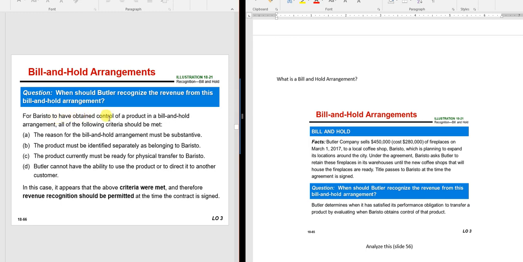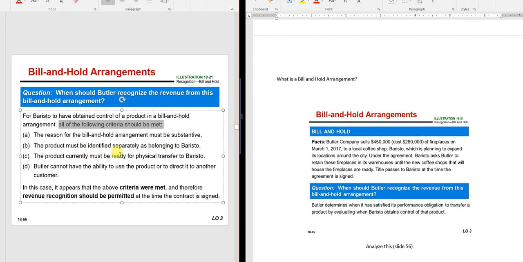For Baristo to have obtained control of the product in a bill and hold arrangement, all of the following criteria should be met. The reason for the bill arrangement should be substantive. The product must be identified separately as belonging to Baristo. Remember, Baristo is the buyer. So in my case, the elevator was made specifically for me. It is identified separately. The reason is substantive because I cannot have that elevator sitting out in the weather.